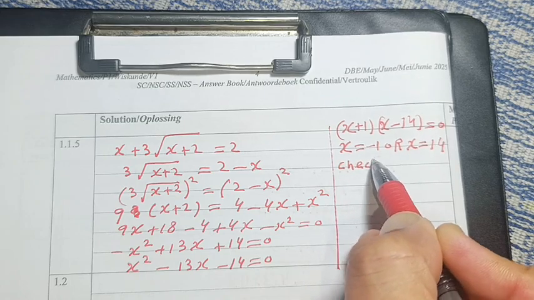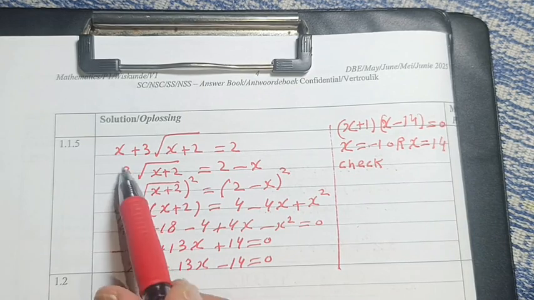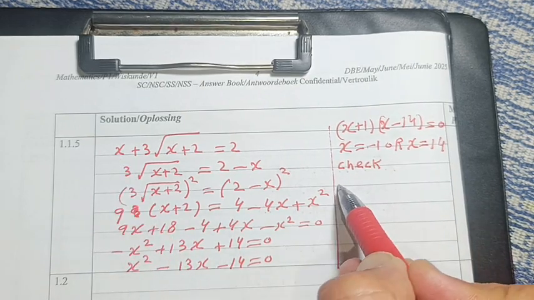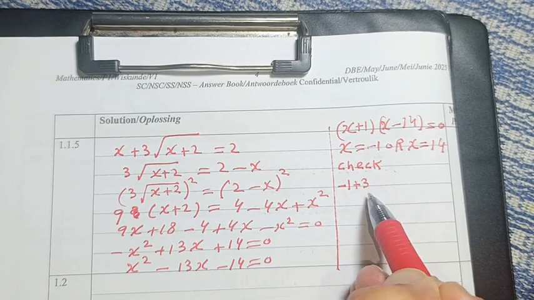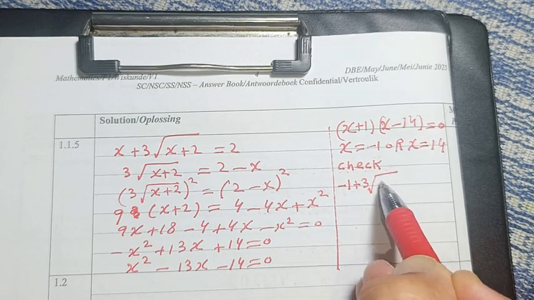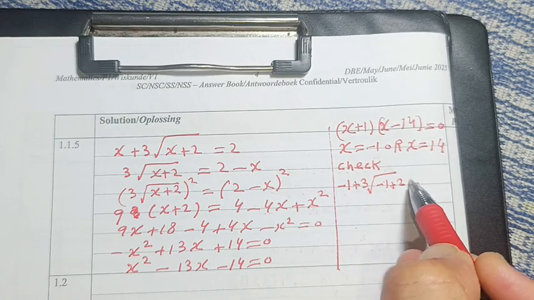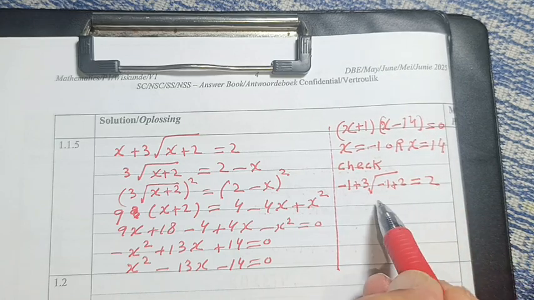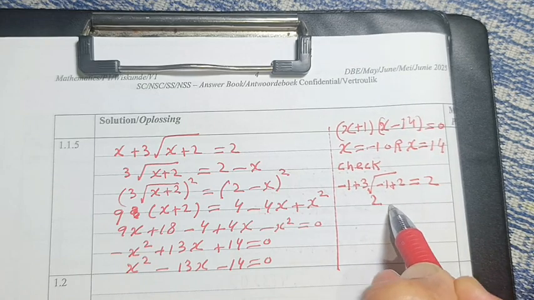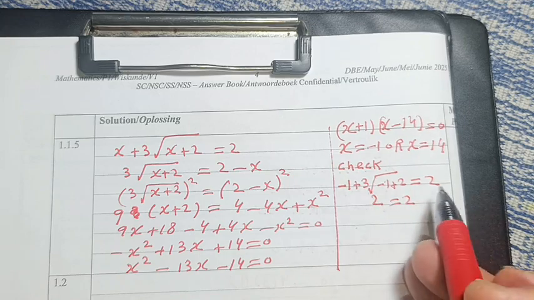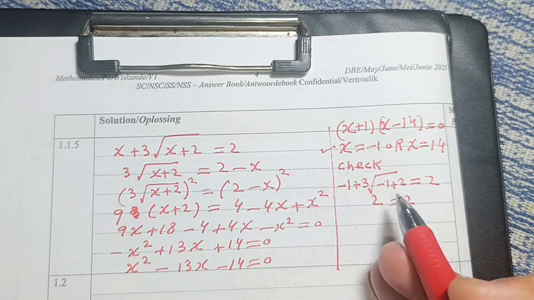So how are you going to check? Have a look. Negative 1, I'm going to substitute in here. So it's going to be negative 1 plus 3 root negative 1 plus 2 is equal to 2. If I simplify with the calculator, the answer is 2 is equal to 2, which means this is correct.